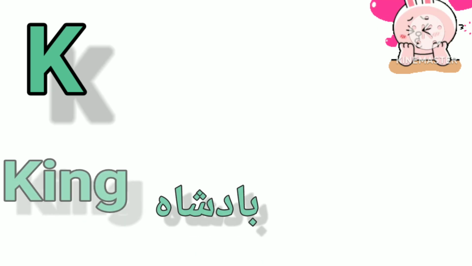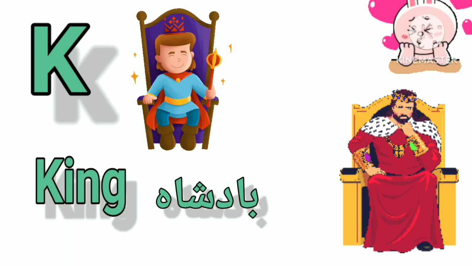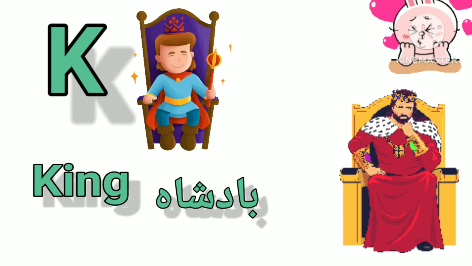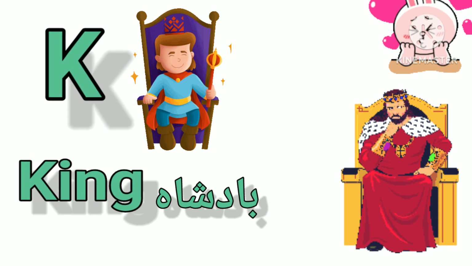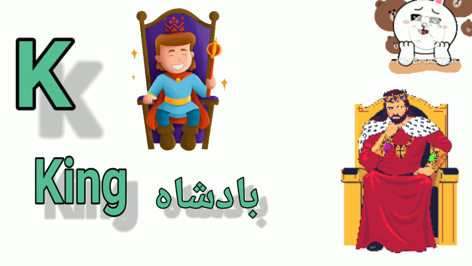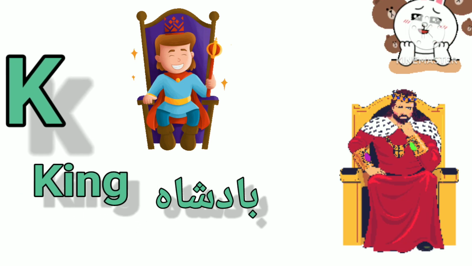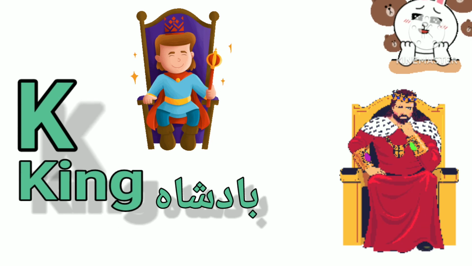Next alphabet is K. Good, K. K is for king. K-I-N-G, king. King means Badshah.